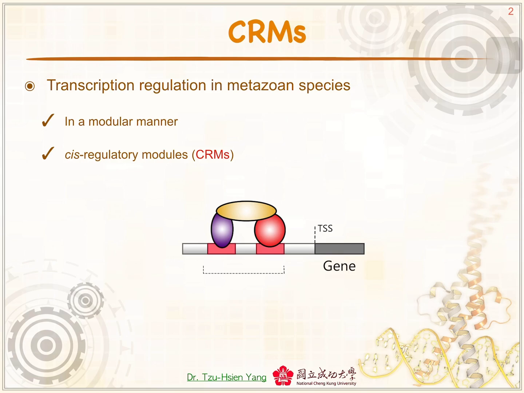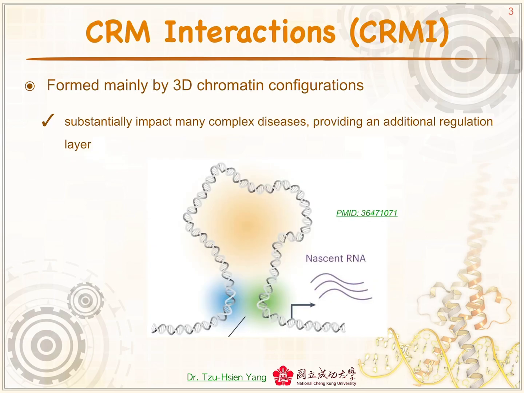And the clustering of these transcription factor binding sites are called cis-regulatory modules in this research, or CRMs. Recently, it is shown that CRMs themselves can interact with one another. For example, the enhancer and promoter CRMs can interact with each other to regulate their target genes. And these CRM interactions are usually formed by 3D chromatin configurations. And researchers have already shown that there are substantial complex diseases influenced by CRM interactions. And this provides another regulation layer in metazoan species transcription regulation.